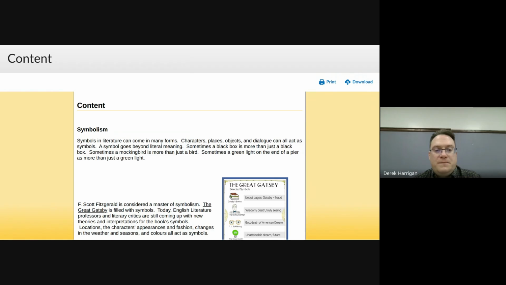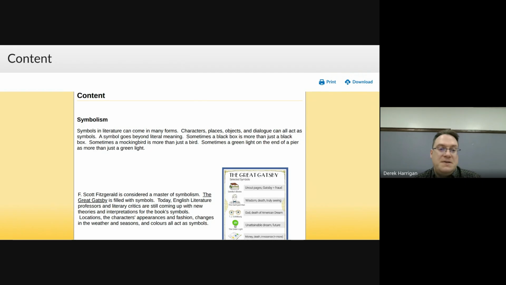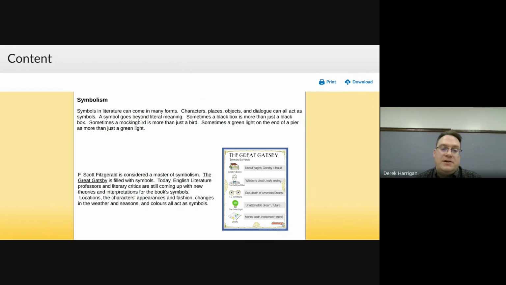All right, so the overall topic for this activity is symbolism. And so just to be clear, a symbol in literature can come in many forms. It can be a character, a place, an object. It can be in dialogue. It can be in what the characters are saying. But what we mean is a symbol goes beyond its literal meaning.